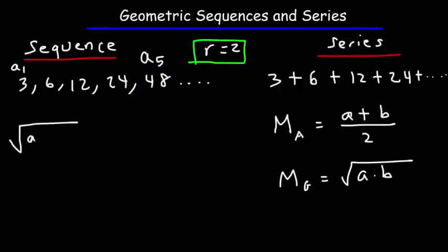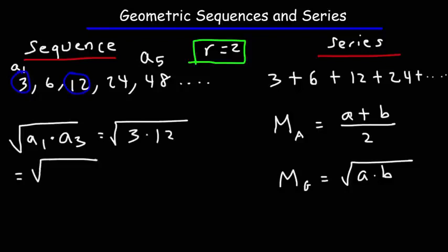Let's find the geometric mean between A1 and A3. So the first term is 3, the third term is 12. 3 times 12 is 36. The square root of 36 is 6. So we get the middle number.